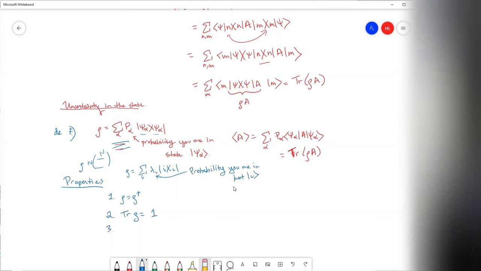When rho is diagonal, the trace of rho is always 1. The trace of rho is independent of the basis, remember? So if it's diagonal and it's 1, then if it's not diagonal, it's also 1, right? We proved that in the homework.